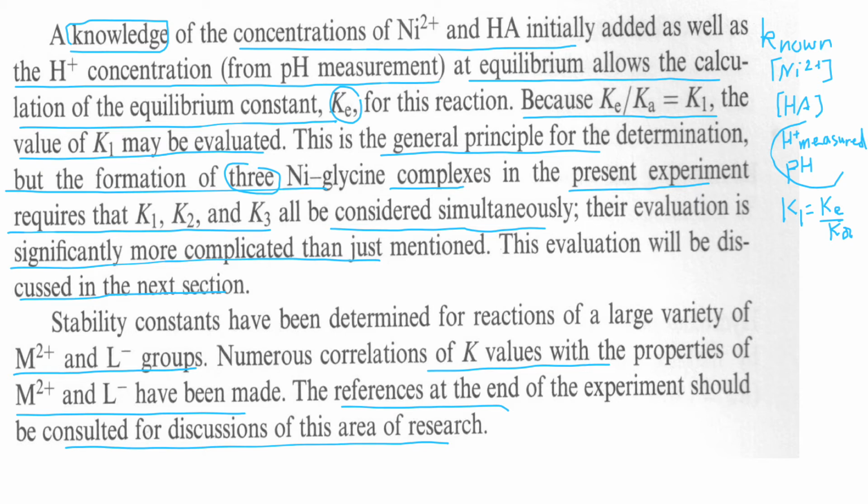But we have different K values, K1, K2, K3, which makes it more complicated, and we cannot go through this route to calculate the equilibrium constant. It becomes more complicated, as we can see later on. So we have to do the pH titration and calculate the proton concentration at different pH values to calculate K1, K2, and K3, as we will see later on.